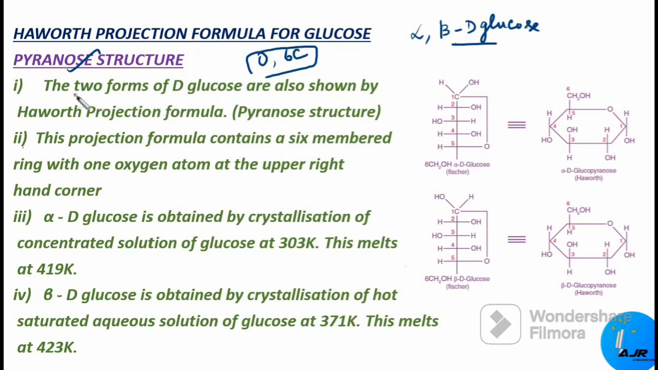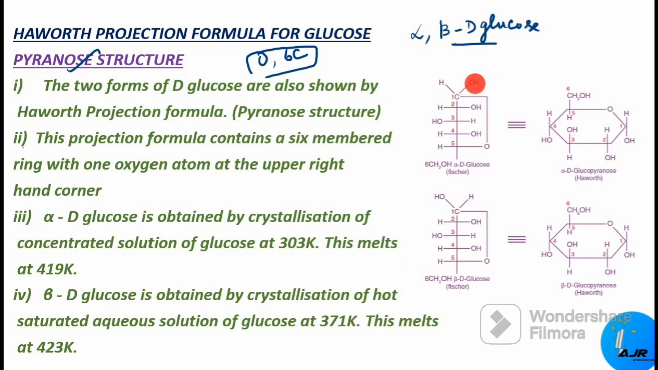Let us see here. The two forms of D glucose are shown by the Haworth projection formula, that is the Pyranose structure. See, this is alpha D glucose and this is beta D glucose, and this is the Haworth projection formula, that is the Pyranose structure. In this Pyranose structure, you can see the groups which are present on the right hand side in the Fischer projection. See here, in C1, OH is present on the right hand side.